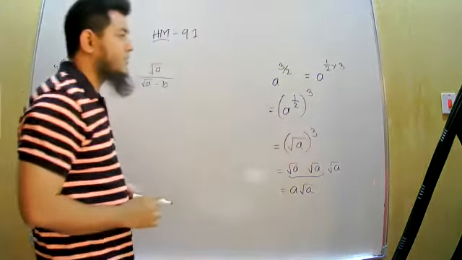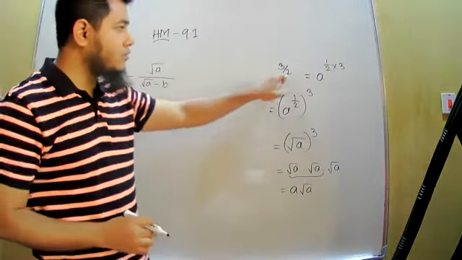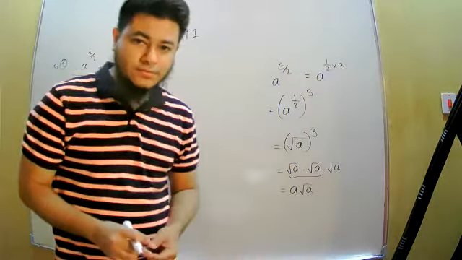Can I write it this way? 3 by 2. Can I write it as half into 3?